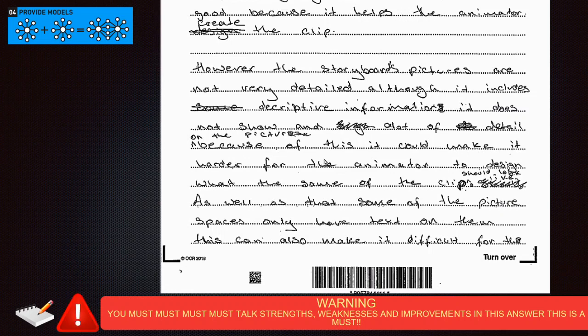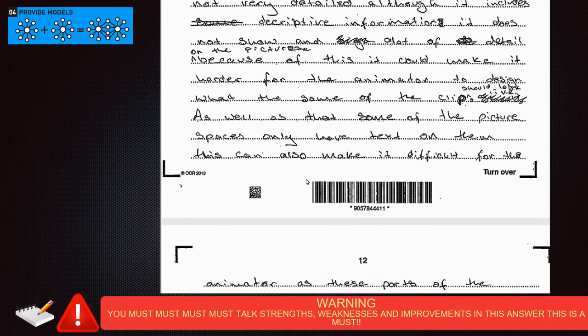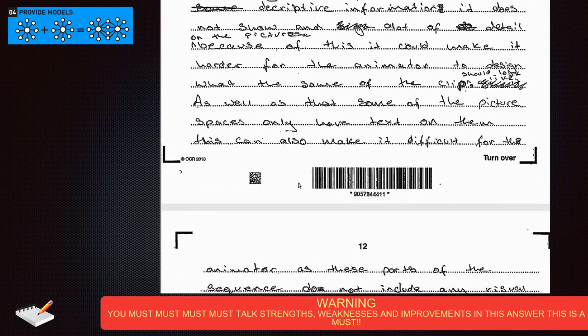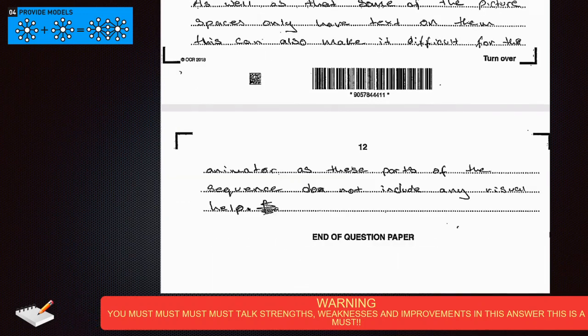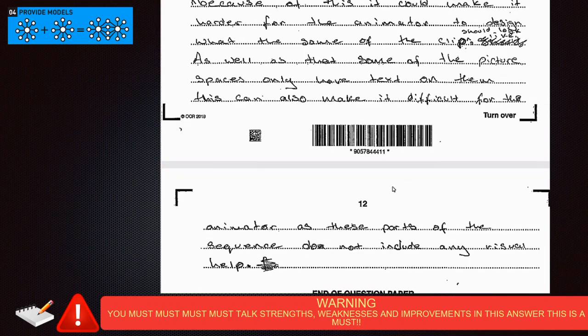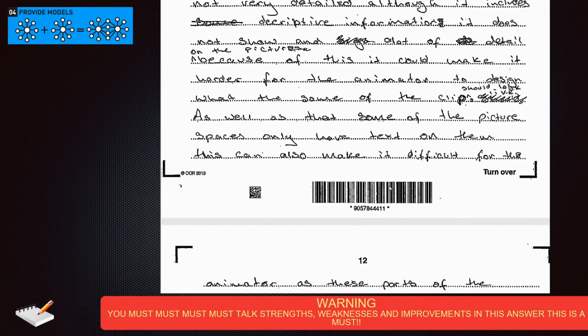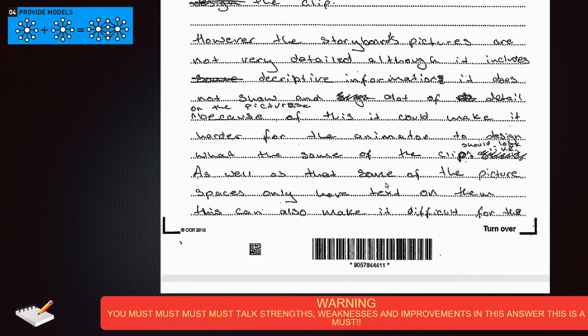Because of this, it could make it harder for the animator to design what the clip should look like. As well as some of the picture spaces can only have text on them. It is a level 3 answer, and the target audience is referred to, and there are both strengths and weaknesses. The improvements are weak, and so the answer is placed at the bottom end of the marking band.